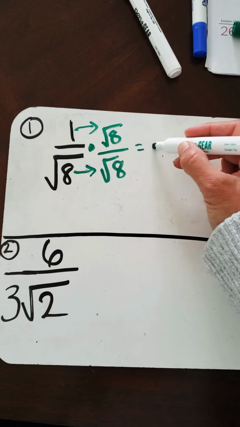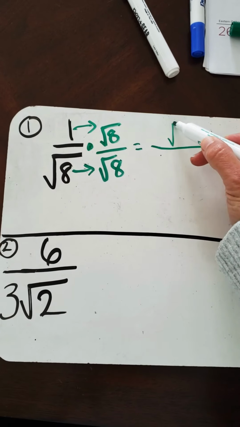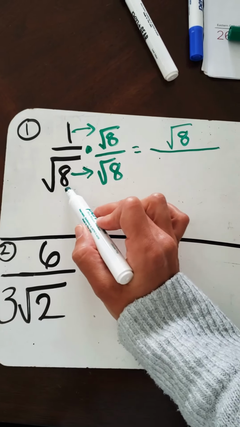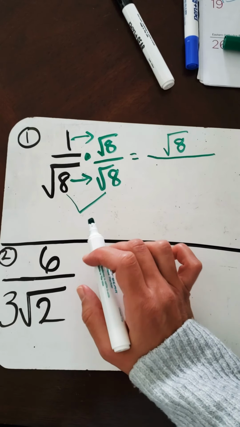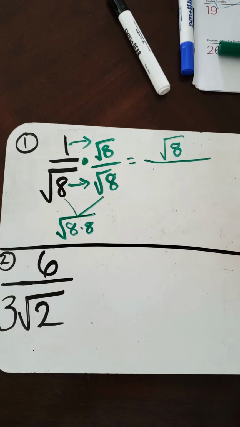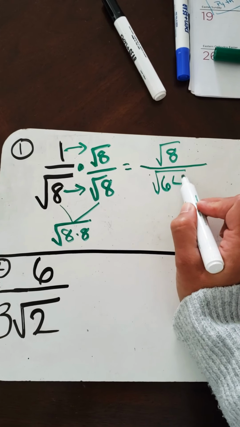So we're going to look at the top here. We have 1 times the square root of 8. That just is the square root of 8. And on the bottom, according to the multiplicative property of square roots, it's 8 times 8, and then we're going to square root that. So really this bottom becomes the square root of 64.